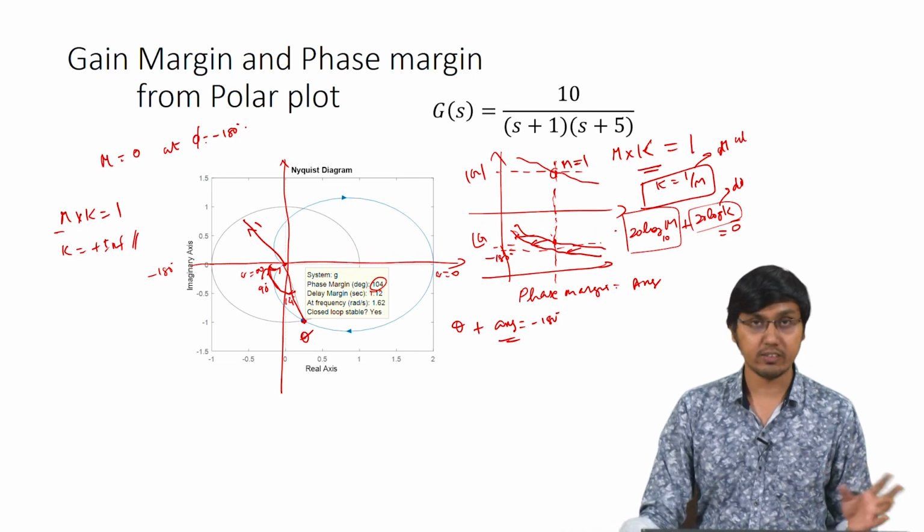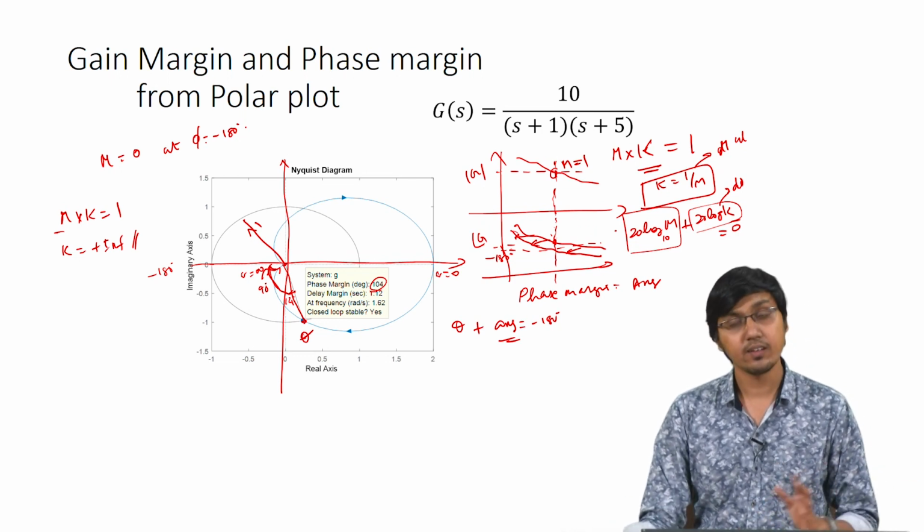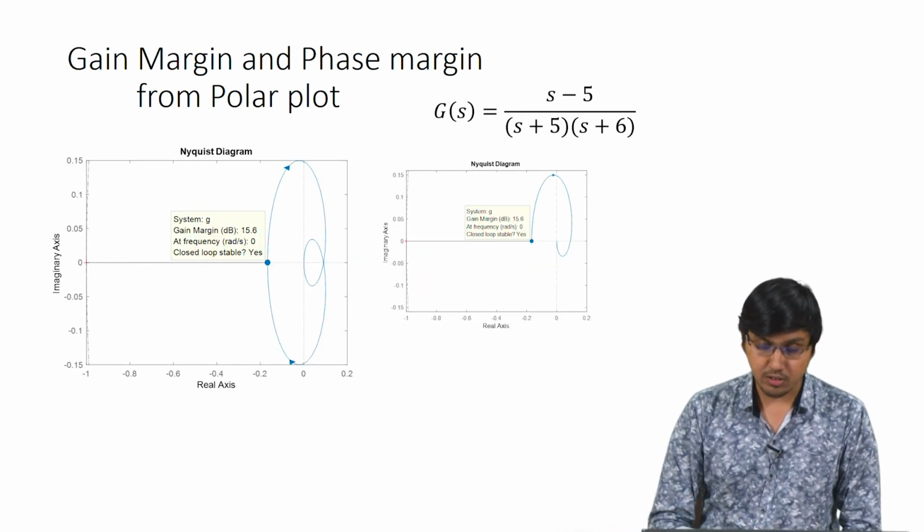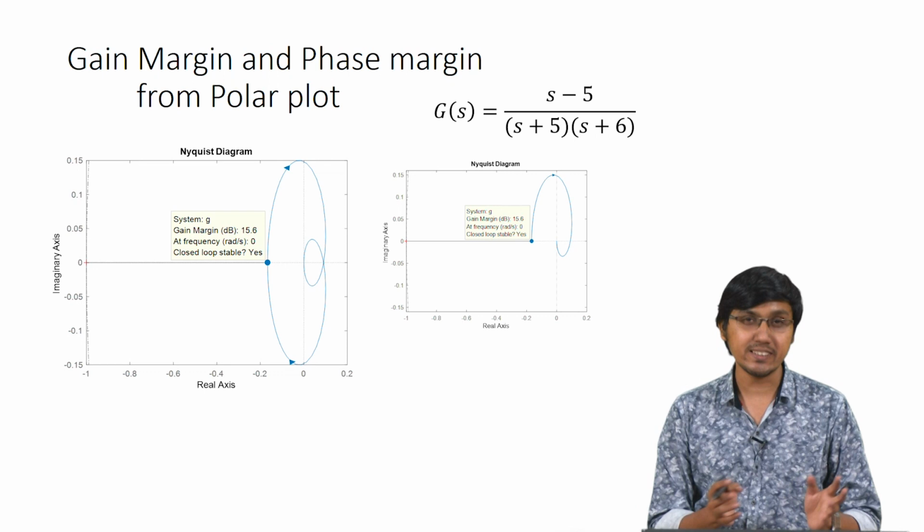So this is how you calculate the phase margin and gain margin from the polar plot or Nyquist plot. That is what you have to remember. Just do it once, it is a very simple concept.